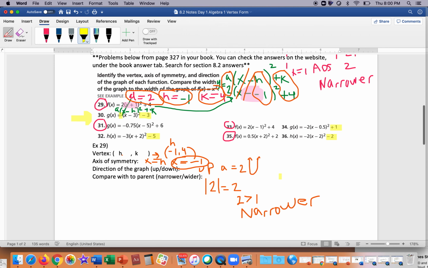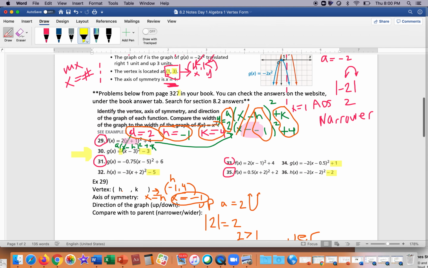Check your answers, right? This comes from page 327 in your textbook, section 8.2. Check the even answers to make sure you're good.